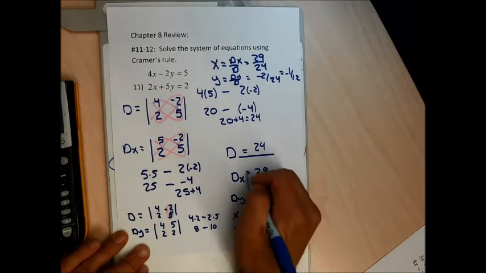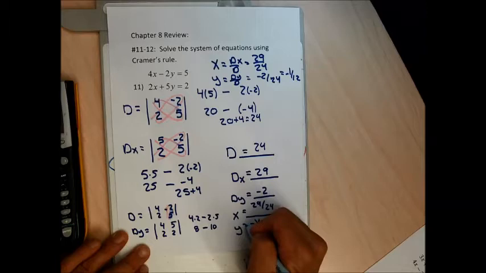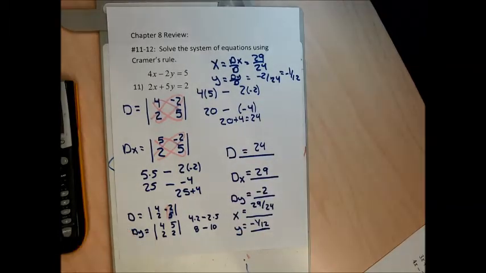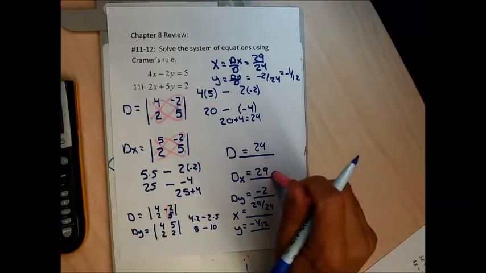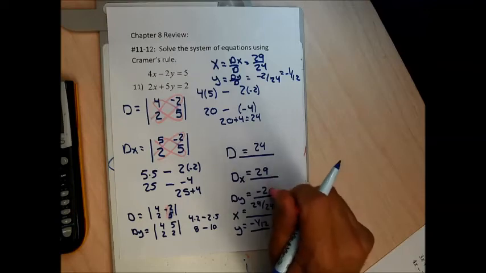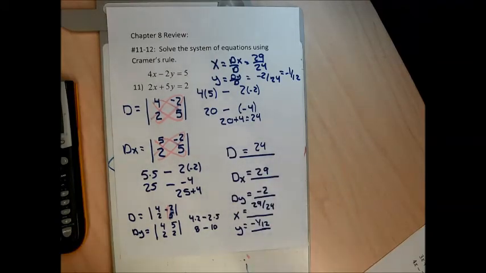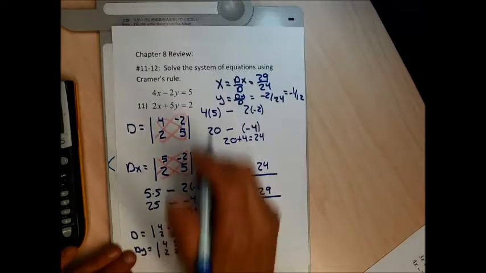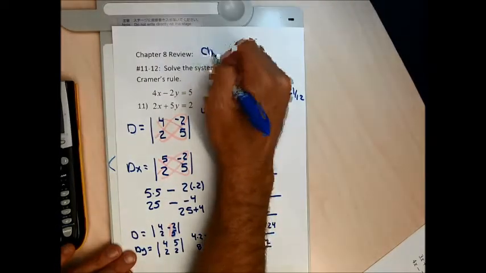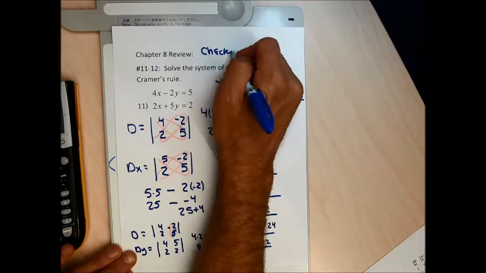So for the answer on the test, in this order, you're going to have to put all of those. D is 24, D sub x is 29, D sub y is negative 2, x is 29 over 24, y is negative 1 over 12. For checking, you can't just do the checking part. You have to show the work.